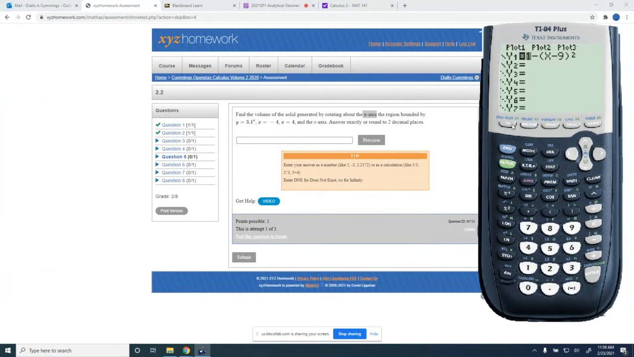Okay. So as always, I'm going to graph 3.1 raised to the power of x. I'm going to use Zoom 6 to graph.